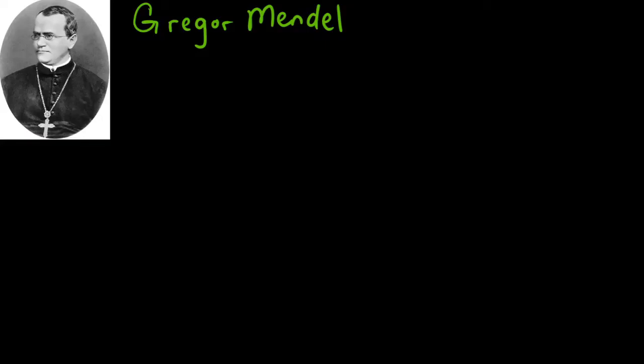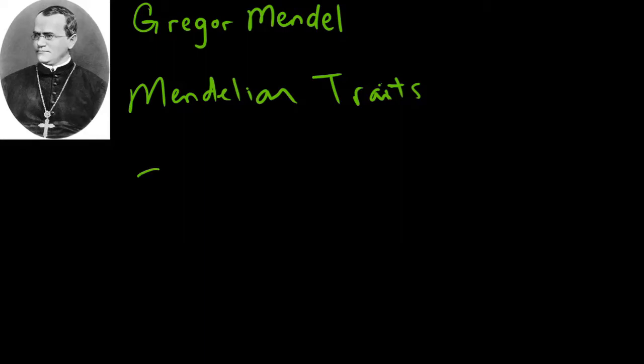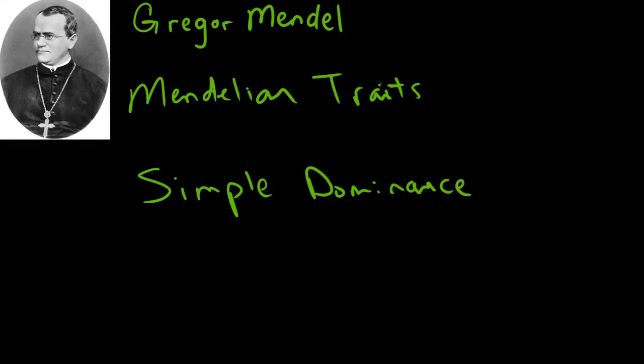So Gregor Mendel, we call him the father of modern genetics, and he observed what we now call Mendelian traits. In other words, there was a single gene that coded for one trait, and there was a pattern of what we would call simple dominance. There was a clear-cut, easy-to-tell characteristic, one allele that could hide the other. And so there was a dominant one and a recessive one. But not everything follows that pattern.